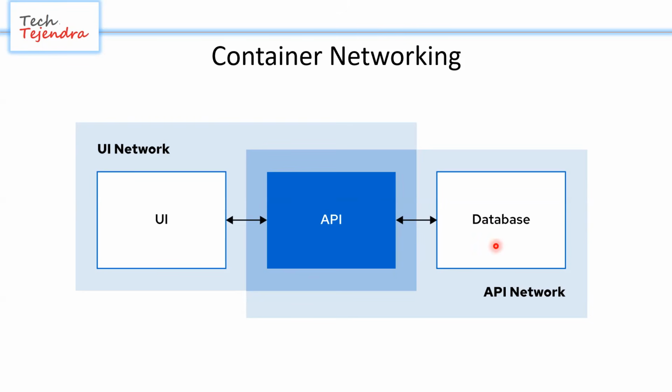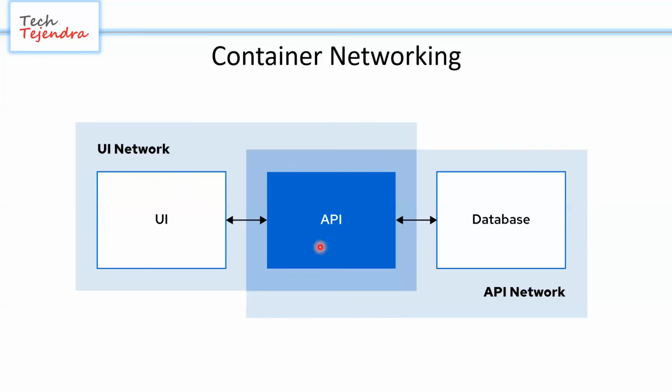I want security here, so that only the API application, which runs in a separate container, should be able to connect with the database. So I will create an API network and provision the connection between the API container and the database. Then I will create another container network, the UI network, and connect the UI container and the API container. This is how we can apply security and make sure our applications connect with each other. This is the concept of multi-container applications.